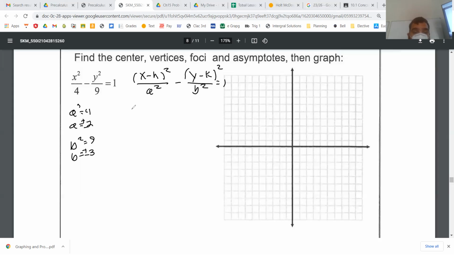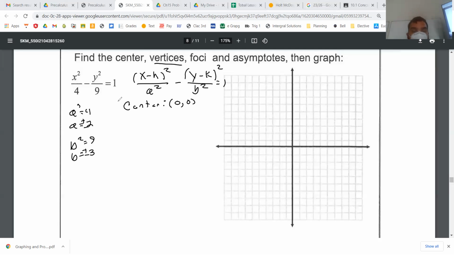Okay. Let's see. So we got A, we got B. What is my H and K? I don't have anything subtracting it, so it must be 0, 0. So my center is 0, 0 because I'm not adding or subtracting anything from H and K.